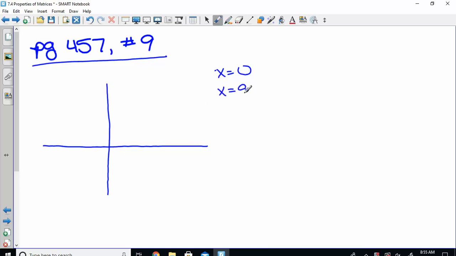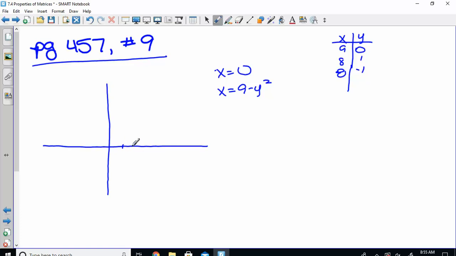x equals 9 minus y squared. What is that? A sideways parabola. If you're not sure, you could always make your t-chart, plug in for your y. If you put in a 0, you get out 9. If you put in a 1, you get 8. Negative 1 gives you 8.